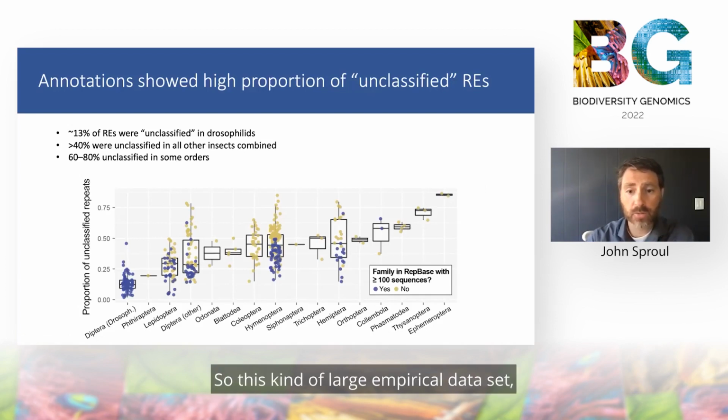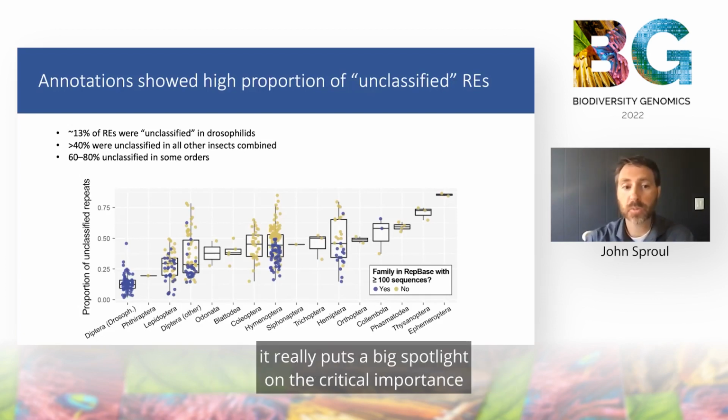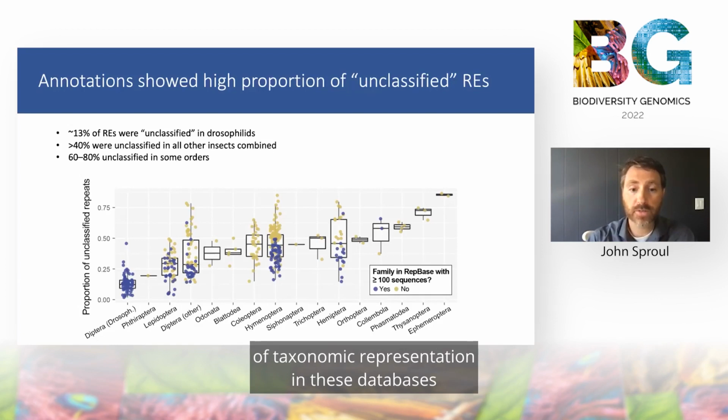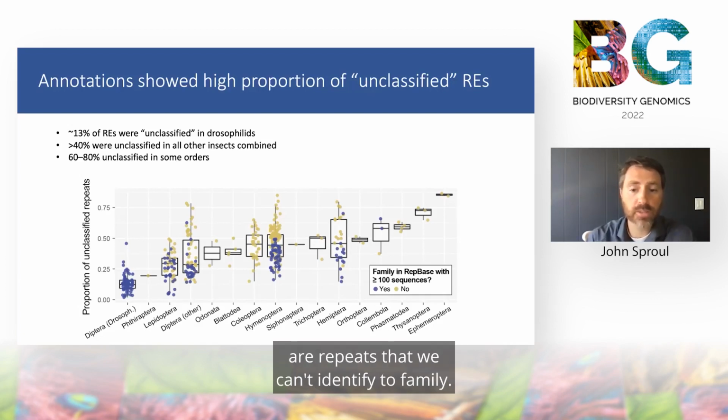So this kind of large empirical data set really puts a big spotlight on the critical importance of taxonomic representation in these databases, and how much we're limited in high resolution studies when most of what we're looking at in some cases are repeats that we can't identify to family.